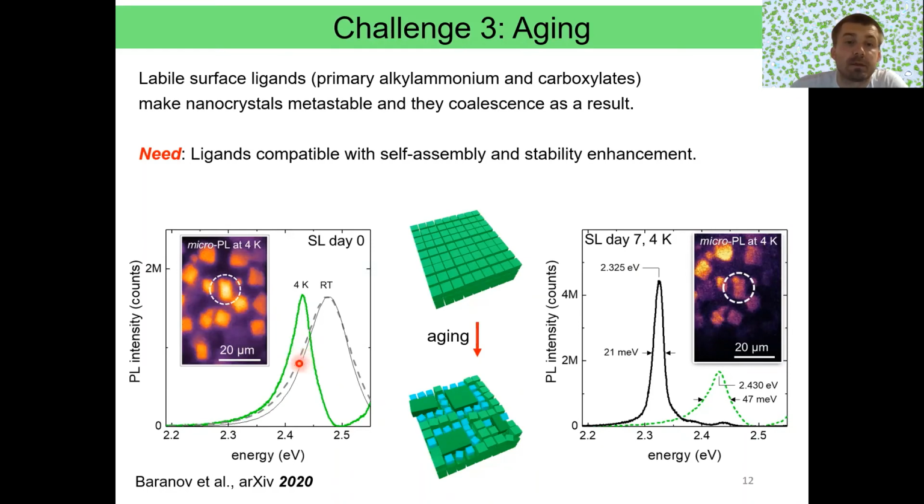For example, as we observed at low temperature at 4 Kelvin, the fresh superlattice peak, a bit higher in energy than 2.4 electron volts, narrows and dramatically shifts to the red, almost by 100 meV, after a week, with the same superlattice being kept under vacuum at room temperature. So how to prevent aging?